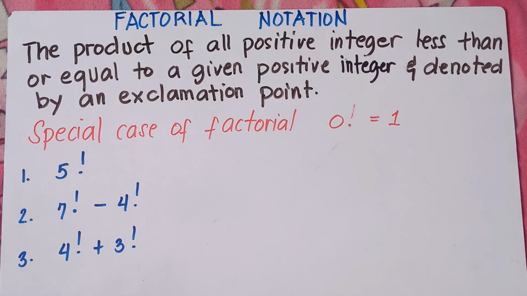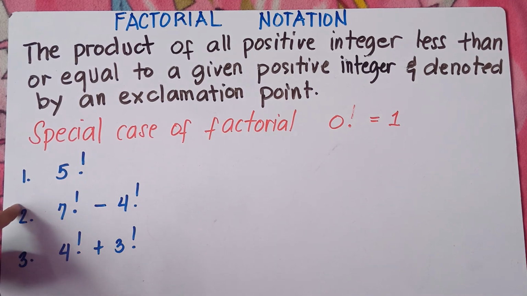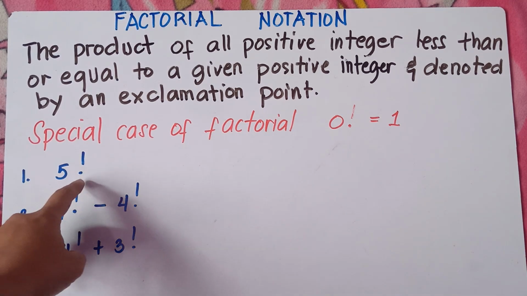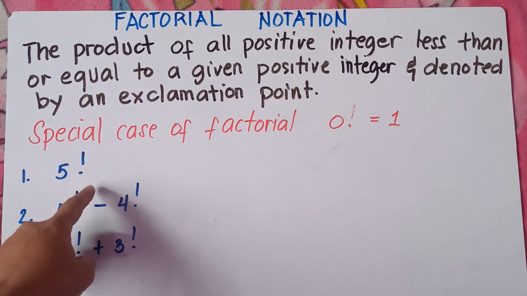So the factorial notation, class, is defined as the product of all positive integers less than or equal to a given positive integer, and is denoted by an exclamation point. We have an example right here. Number 1, 5 with an exclamation point. We call that 5 factorial.